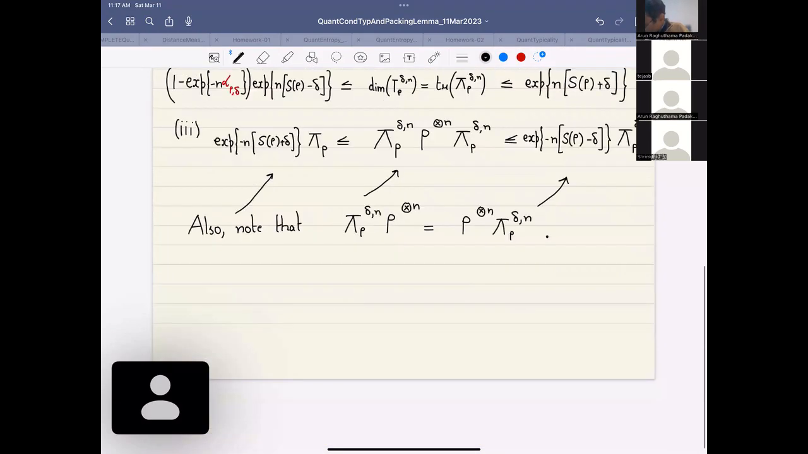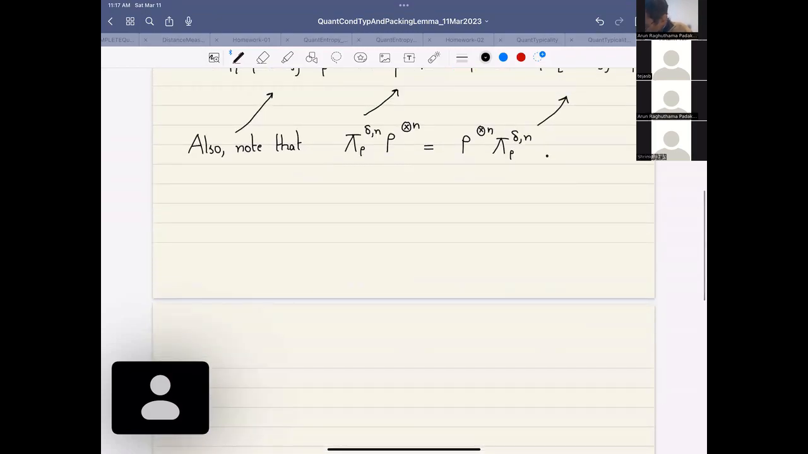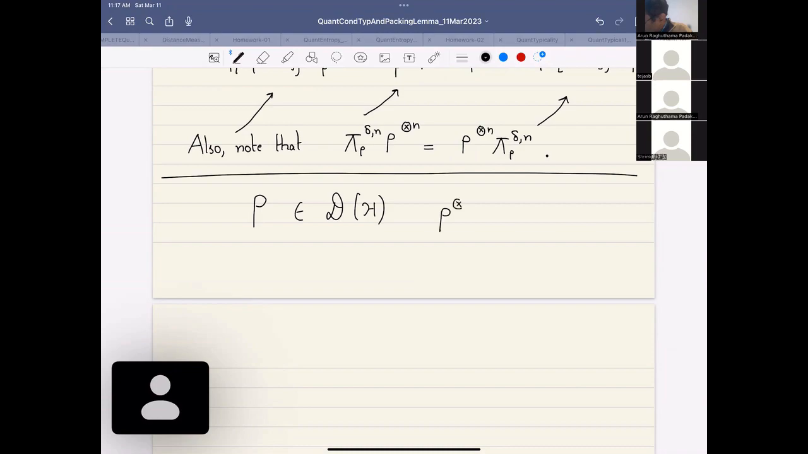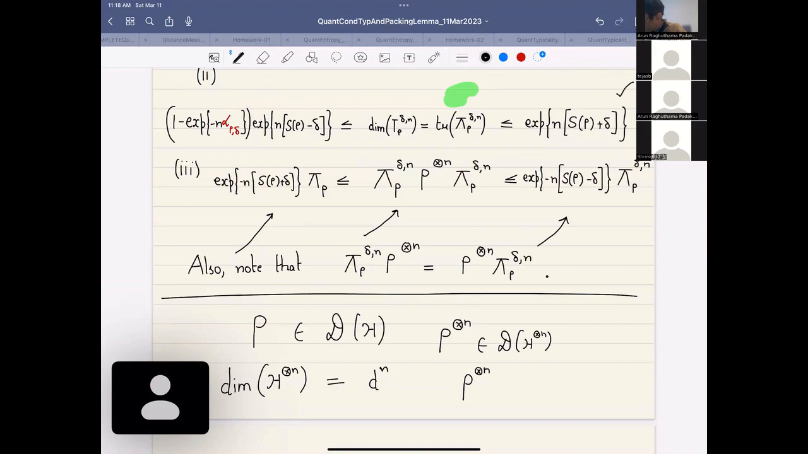See what is happening. What is the import of this? See, rho lives in this ambient space, right? And rho tensor n lives in an ambient space of dimension d power n, right? So if I look at the dimension of the ambient space, it is actually d power n. But what I'm saying is essentially that rho tensor n is localized in a space of dimension 2 power n S of rho, exp n S of rho.